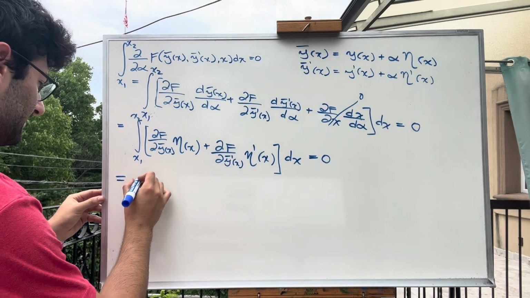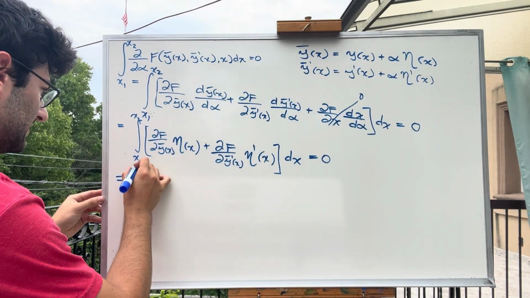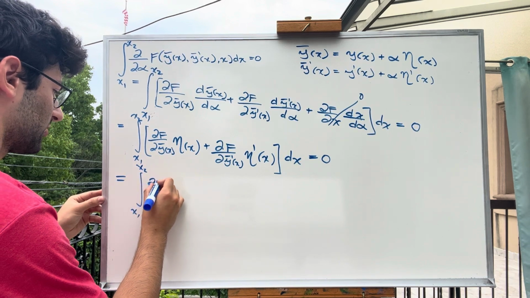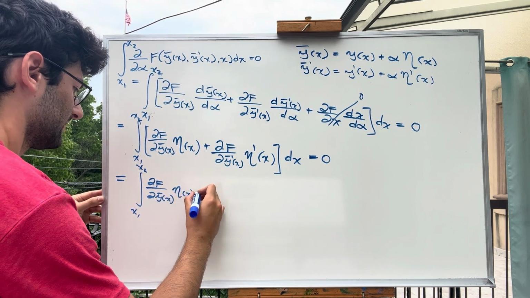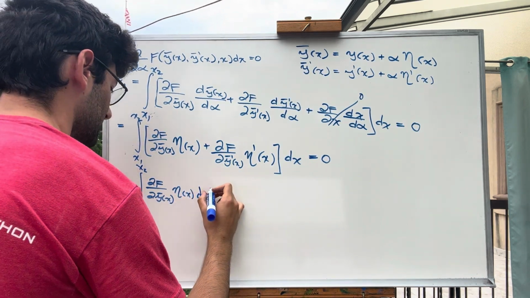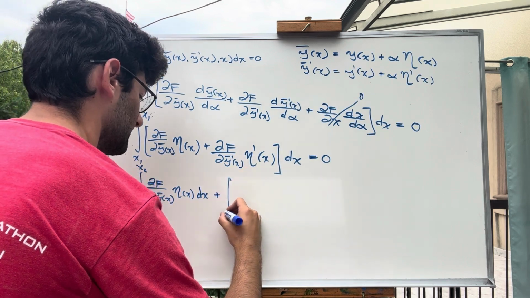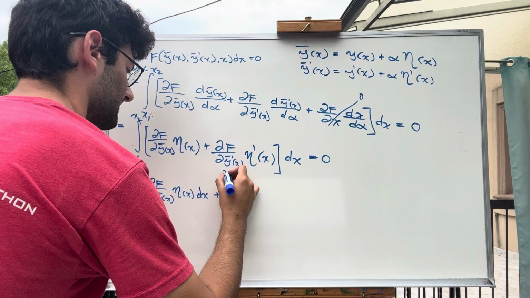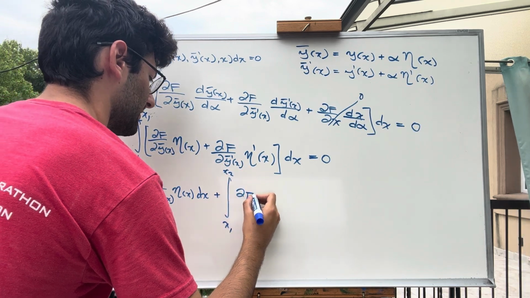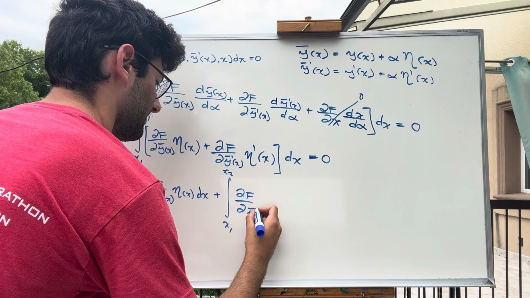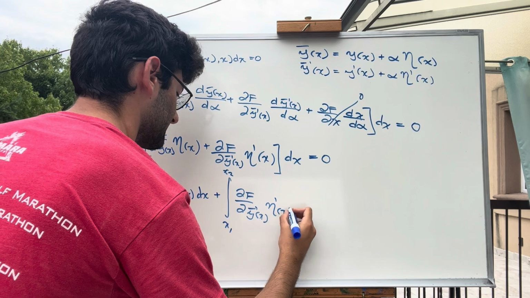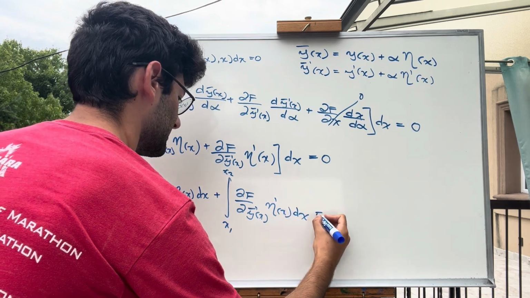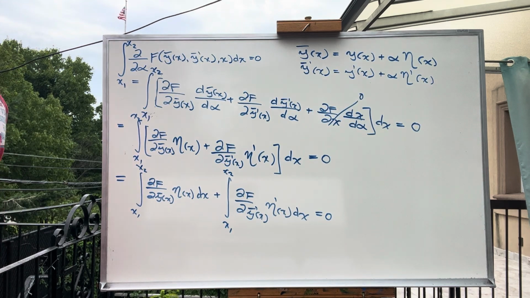We could write this as the integral from x1 to x2, partial f, partial y bar, eta of x dx, plus the integral from x1 to x2, partial f, partial y bar prime, eta prime of x dx, set equal to 0. I'll go ahead and clean up the board, that way we can perform this integration by parts.